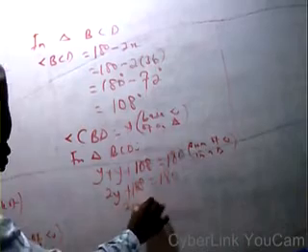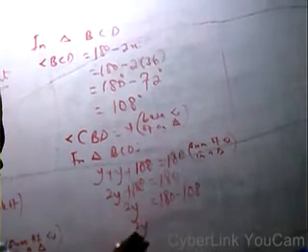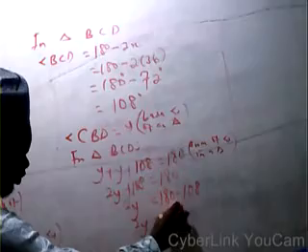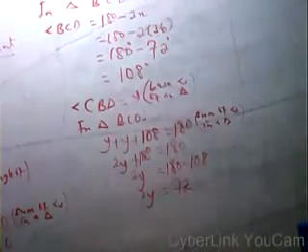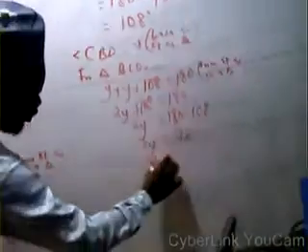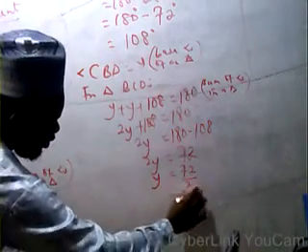And we have your 2y equals what? 180 minus 108. So 2y gives us what? 72. What is now y? y gives us 72 divided by 2. And that is what? 36 degrees.